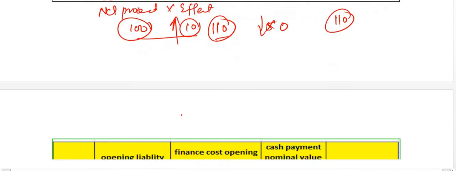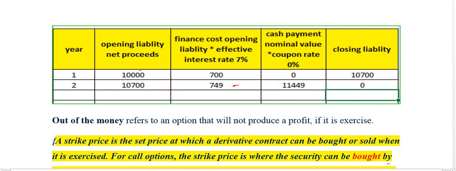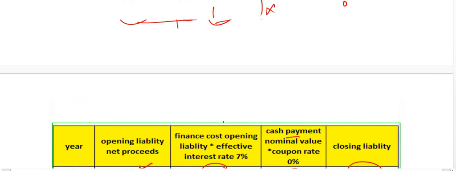If you see here, this 10,000 is the net proceed. And this is the interest rate 7% multiplied by this, so 700 is the interest, and here there is no cash payment, zero coupon rate, so at the end you will have the closing liability. After the second year you have to pay the 10,000 plus 1449, so this is the premium amount which you have to pay.